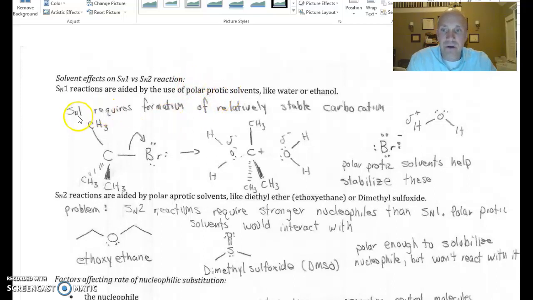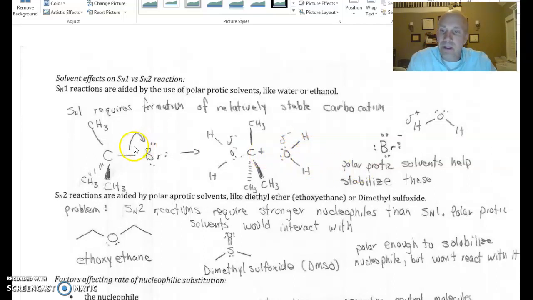The reason that these help out with SN1 is that the SN1 reaction requires this carbocation intermediate. If this thing is going to survive in a solution, it needs to be stabilized somehow. Solvents like water and ethanol can help out by donating their electron pairs temporarily to that carbocation, and that helps this thing stick around for long enough for a nucleophile to come in and do the second part of the reaction.